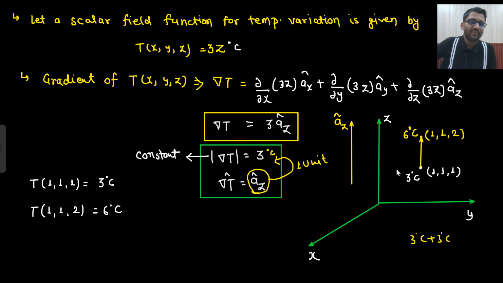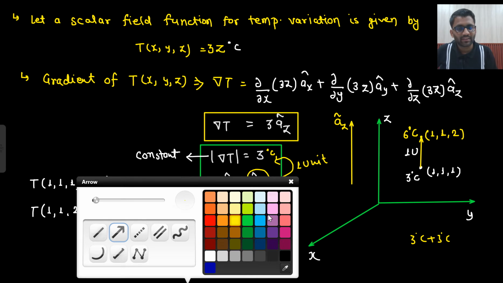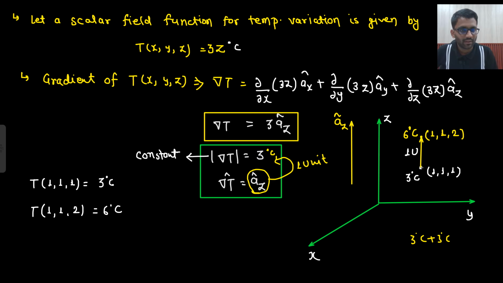What do I mean by that? If I am walking in az direction for 1 unit, then this is how I will walk. Now let's say in a random direction I am moving for 1 unit. From this point, in a very random direction I am moving for 1 unit. I will move like this, right? I am moving for 1 unit.